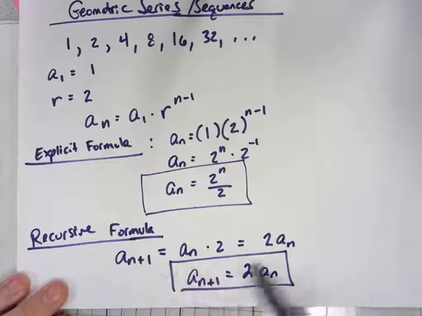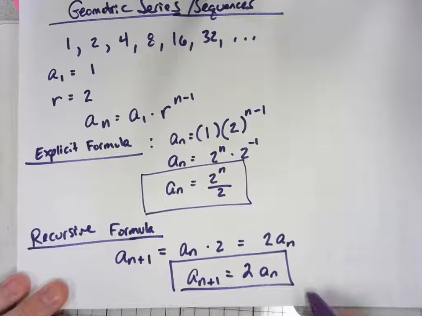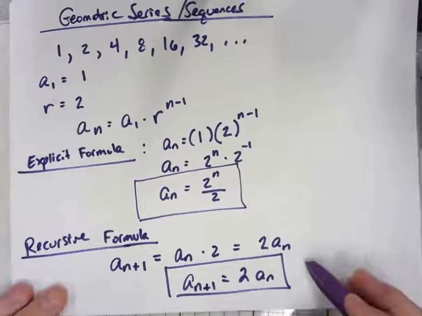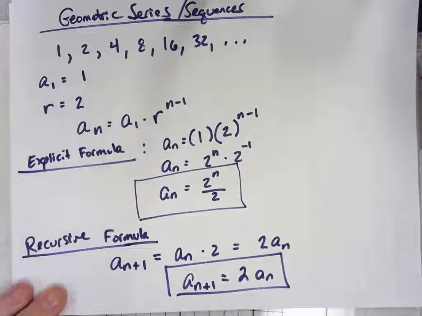So guys, the recursive formula, there is no memorizing it. It's just what am I doing to the term to get to the next term? Just ask yourself that question. Arithmetic, I'm adding a number. Geometric, I'm multiplying by a number, and I just write down what that is. And then you're done. Okay?